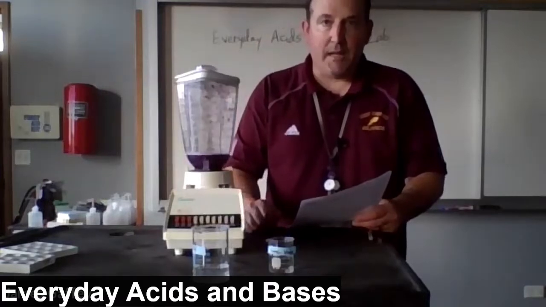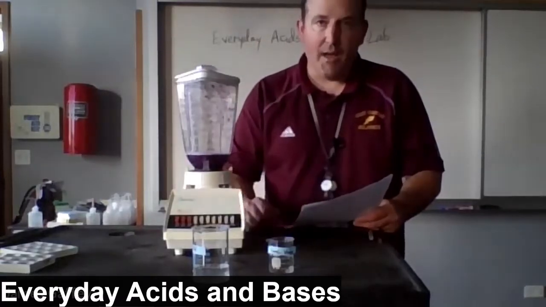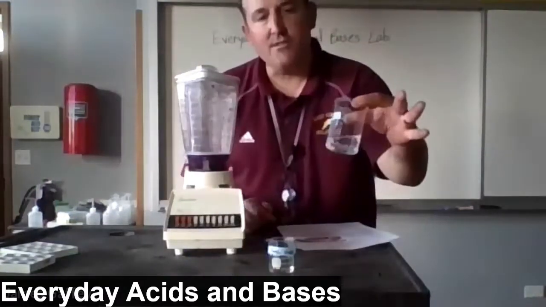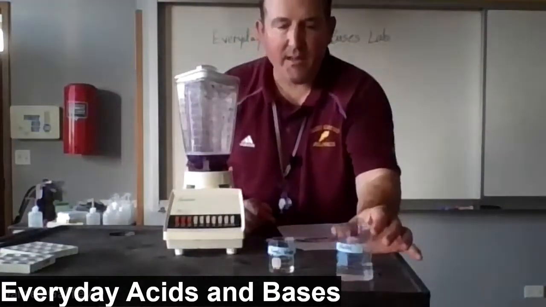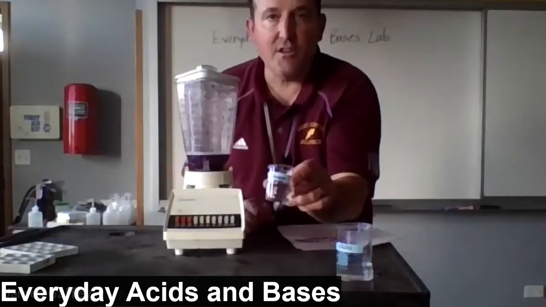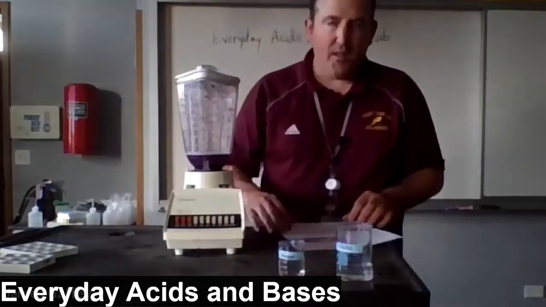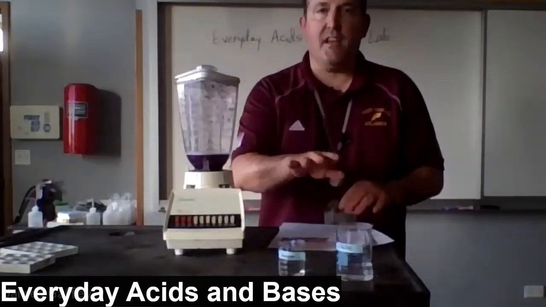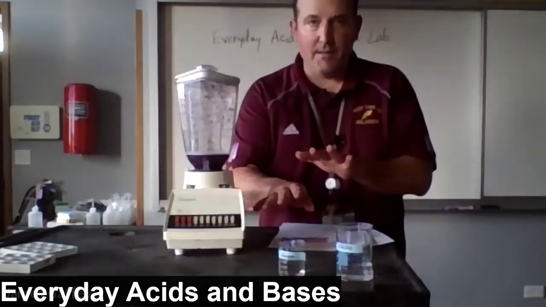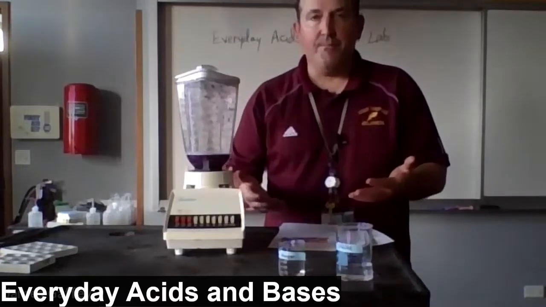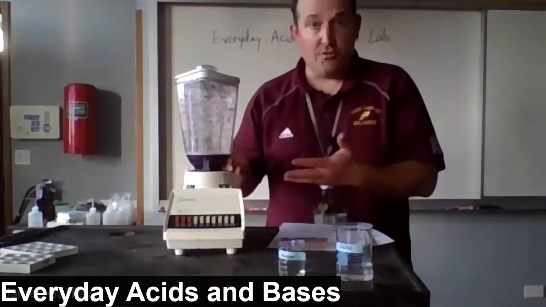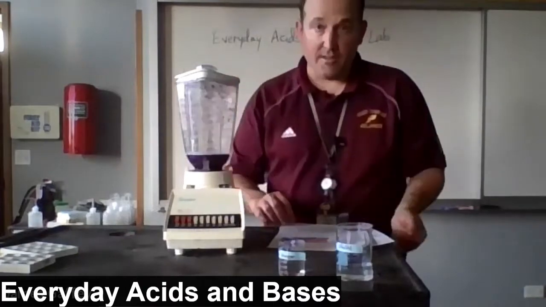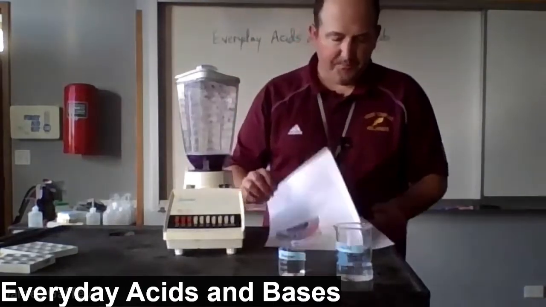Now what we're going to do is take this cabbage juice and add it to several different household substances. But before we do that, we're going to add it to some known bases and acids. So I have a solution of sodium hydroxide, and I have a solution that's a known acid, acetic acid. We're going to see what color the cabbage juice turns when it comes into contact with these known acids and bases, and then compare it to what the cabbage juice color becomes when it's in contact with numerous other things that you might find around your house.